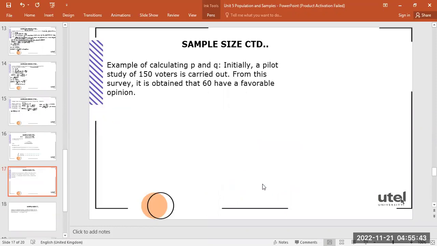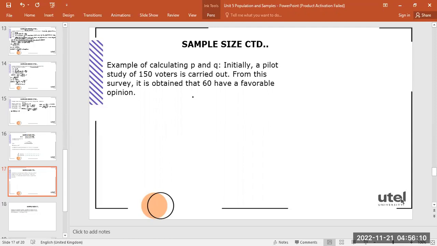Now let's see this simple calculation before we take our leave. It says, example, okay, this is an example of calculating P and Q. It says, initially, a pilot study of 150 voters is carried out, and from this survey, it is obtained that 60 of these voters have a favorable opinion. Now, how do we extract our P and Q?